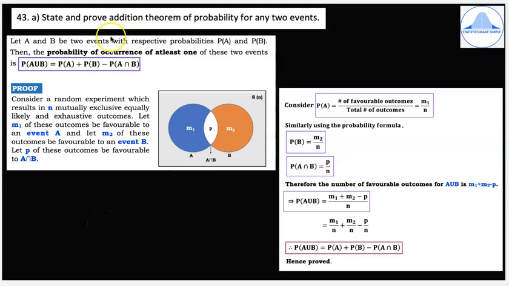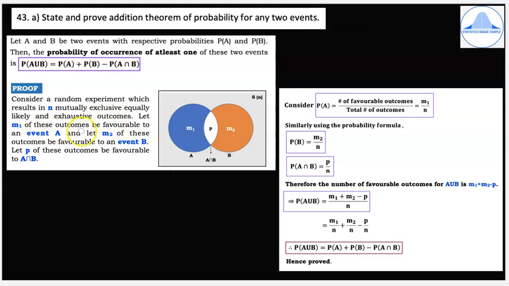Forty-third question, subdivision A: state and prove addition theorem of probability for any two events. So the statement is, let A and B be two events with respective probabilities P of A and P of B. Then the probability of occurrence of at least one of these events, P of A union B, is equal to P of A plus P of B minus P of A intersection B. The statement carries 2 marks and the proof will carry 3 marks. So first, let us consider a random experiment which results in n mutually exclusive, equally likely and exhaustive outcomes.